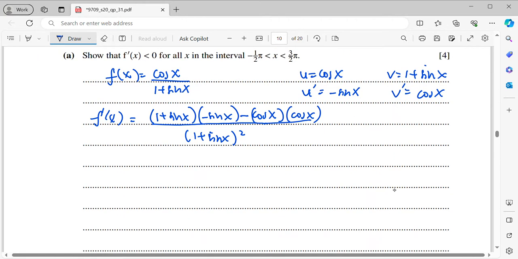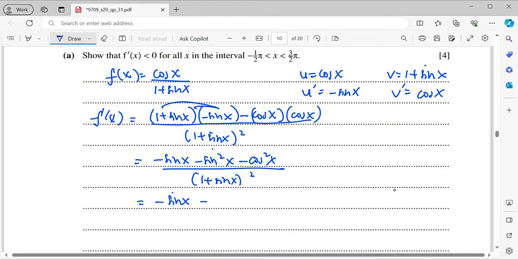Okay, so from here, just do expansion. You will be getting negative sin x, negative sin squared x, then negative cos squared x over 1 plus sin x squared. Now, for the cos squared x and sin squared x, both are negative. I can just take out the negative.